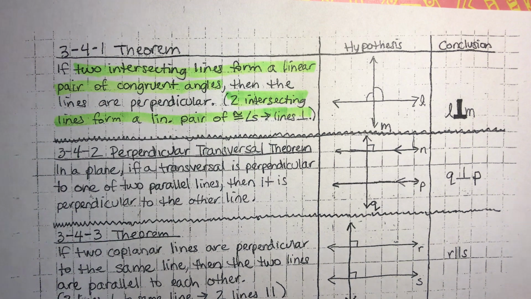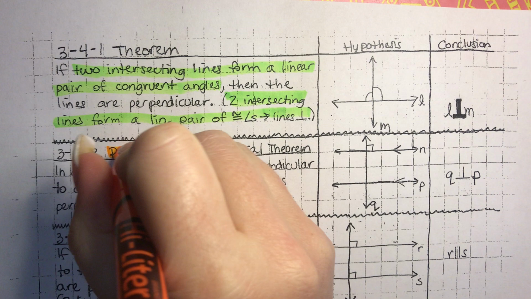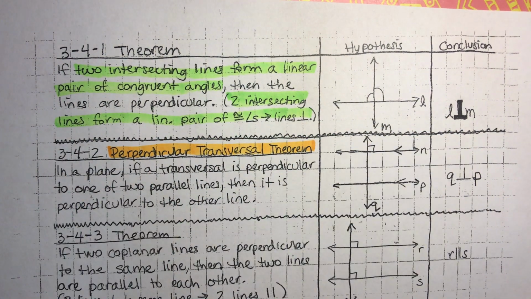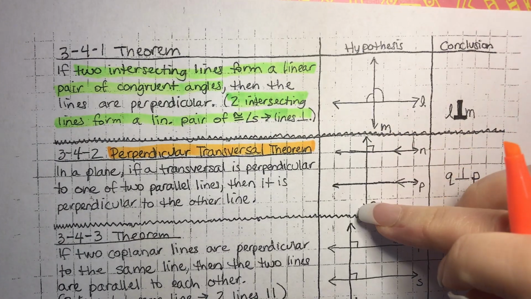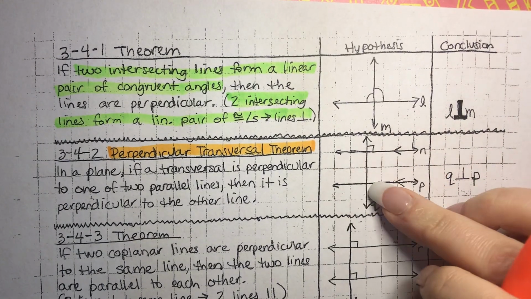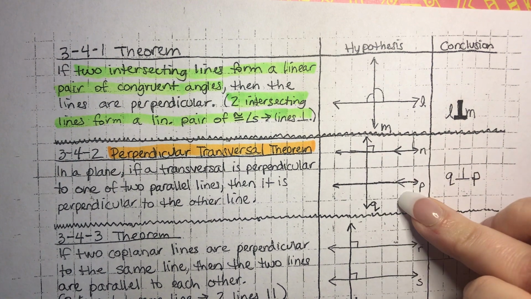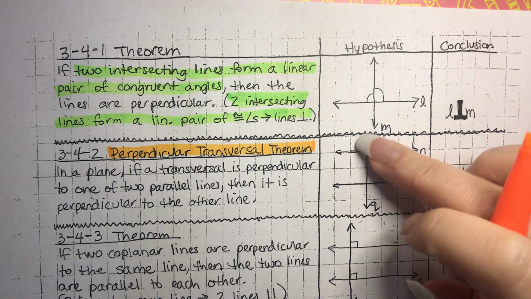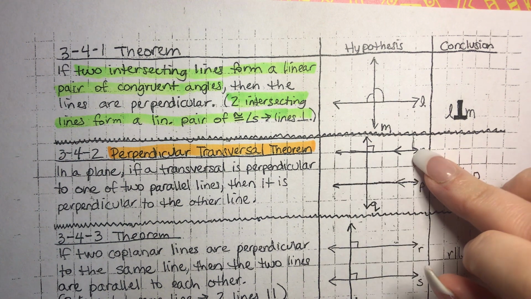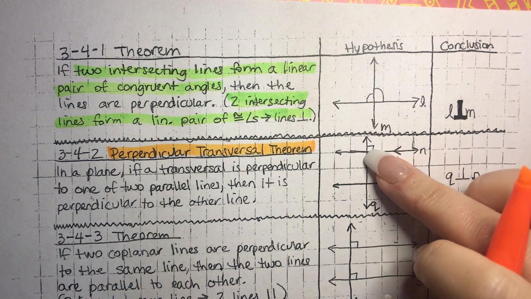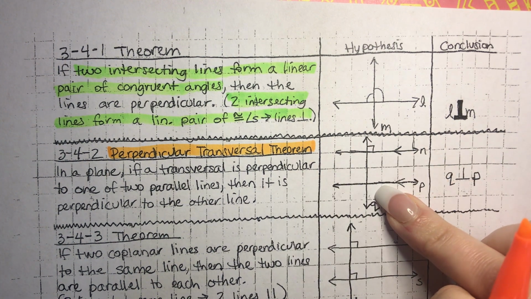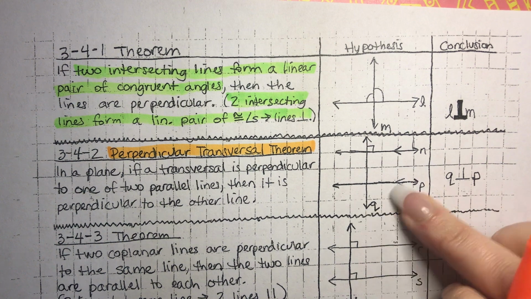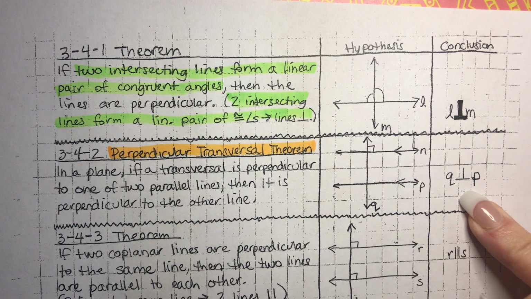Okay, the next one is 3.4.2, the perpendicular transversal theorem, and this theorem has a name. It says, in a plane, if a transversal is perpendicular to one of two parallel lines, okay, so we have two parallel lines here and a transversal, and the transversal is perpendicular to this line, then it is perpendicular to the other line. So we know that Q is perpendicular to P, right? And it makes sense, right?